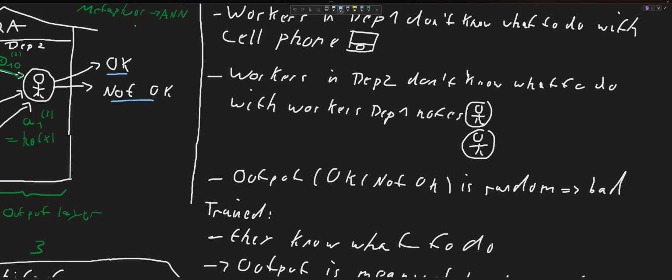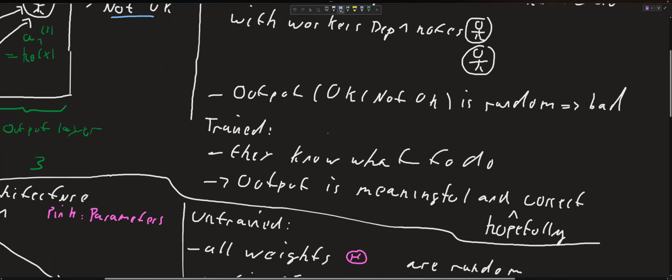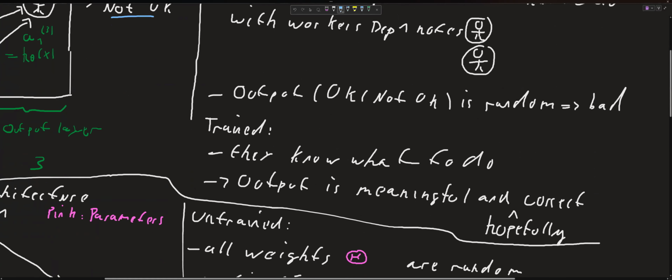However, it doesn't make sense and it's probably not correct, right? For most of the time. And trained means they actually know what they do. They know what to look at. This one knows how important these inputs are, and the output's actually meaningful. And I wrote hopefully correct.